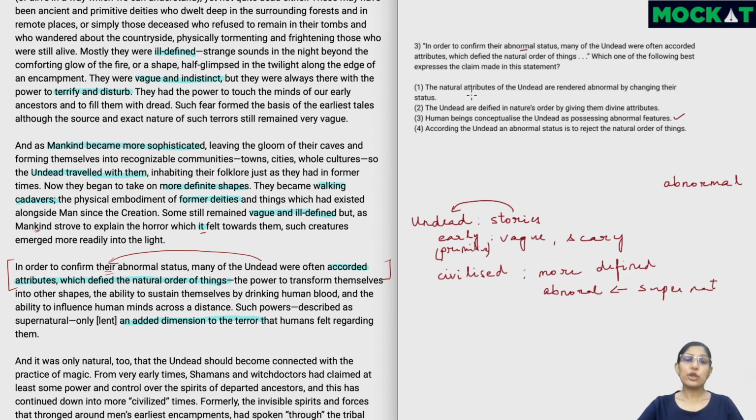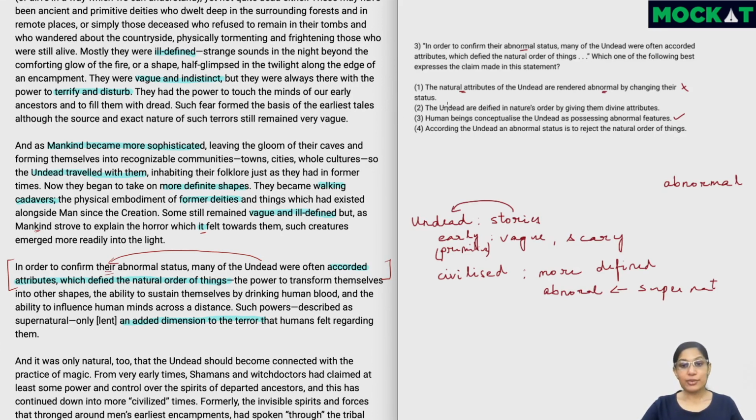Now looking at the other options, the first one: the natural attributes of the undead are rendered abnormal by changing their status. So the natural attributes are made abnormal. This is something which is really harsh. We are not saying that the undead definitely exist and they are abnormal, but we are also not saying that people have taken normal, natural people and made them supernatural. So this is quite harsh against humans, so we can eliminate it. If you've gone through the elimination module of my RC lesson, then you know that this is one of the common techniques that's used by CAT examiners.